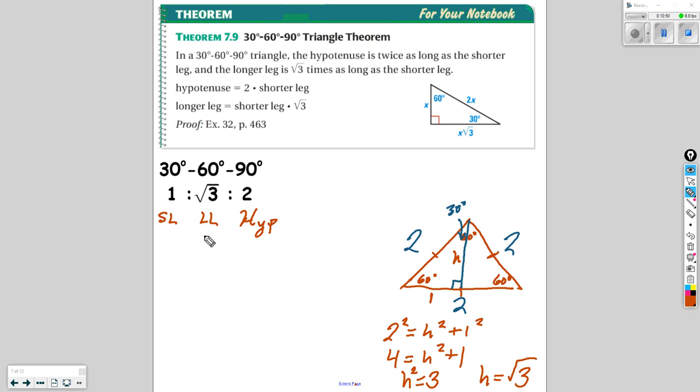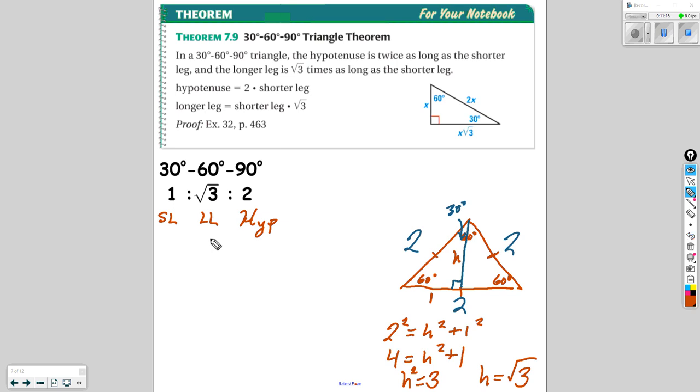But when we start with either one of these, it's a little bit more difficult. Still not too bad, but a little bit more difficult. What we want to do is, if we start with the hypotenuse, we want to get back to the short leg, because everything's easiest when we start with that short leg. So we would divide by 2 to get back to that short leg, and then multiply by root 3 to get back to the long leg.